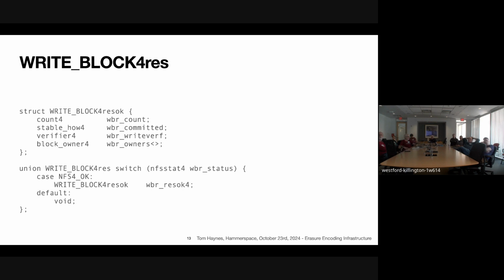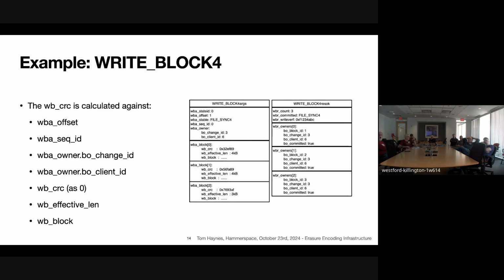And then the owners. And let's look at an example, right? So we're writing three blocks, and you can see that we have CRCs calculated. So the CRC is calculated against the offset, the sequence ID, the BO change ID, the BO client ID, the CRC as if it were zero, and then the effective length, and then the block of data. So these are all of the values which are required to calculate the CRC. Obviously, since I have this gibberish up here, I made up CRCs at will. And the CRC block is packed. There's no gaps in that. Right. Yeah.